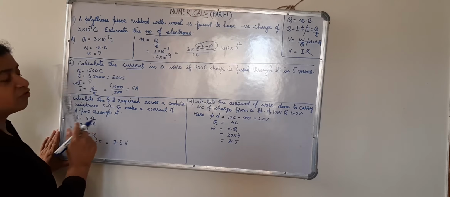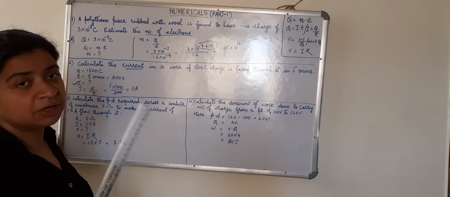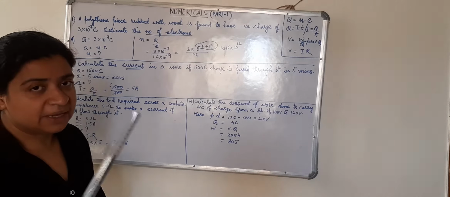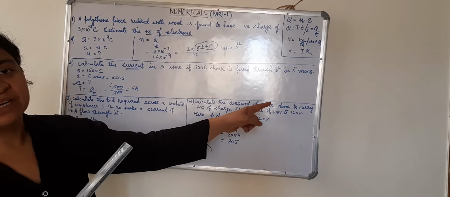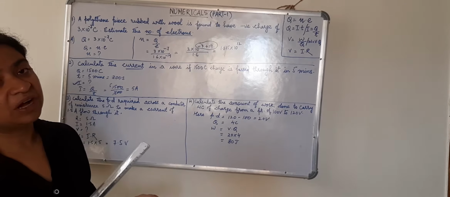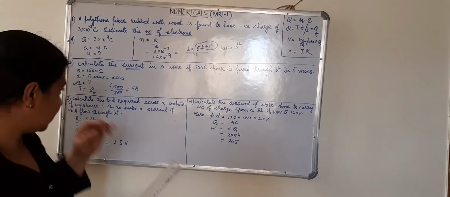So T is equal to 5 minutes. But the standard unit or SI unit of time is second. So I need to convert 5 minutes into seconds. That is equal to 5 into 60, which is 300 seconds.